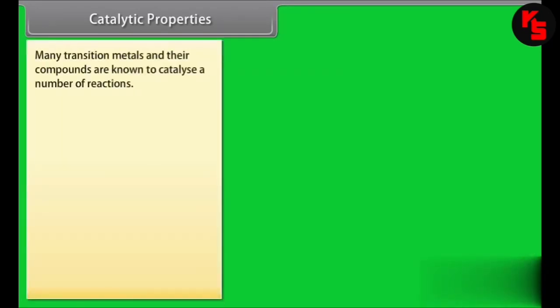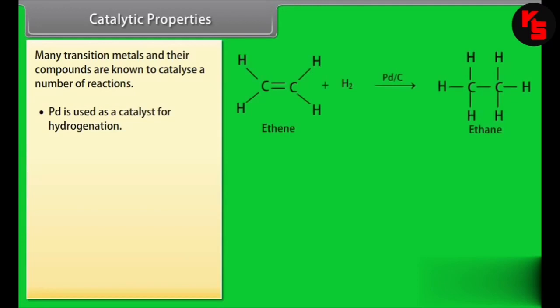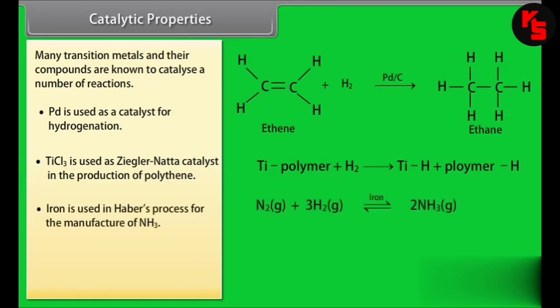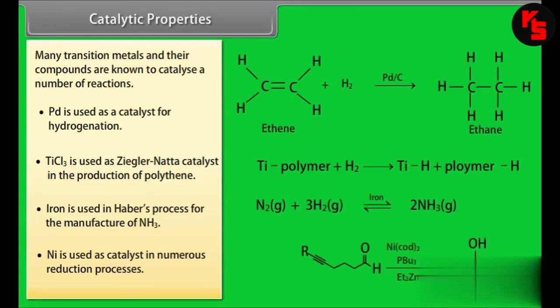Many transition metals and their compounds are known to catalyze a number of reactions. For example, palladium is used as a catalyst for hydrogenation. Titanium trichloride is used as a Ziegler-Natta catalyst in the production of polythene. Iron is used in Haber's process for the manufacture of ammonia. Nickel is used as a catalyst in numerous reduction processes.